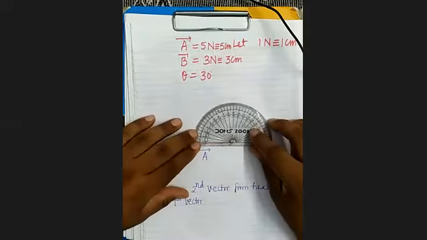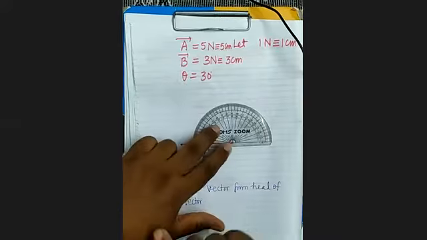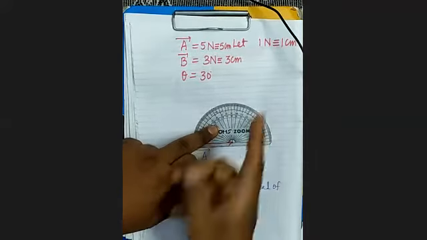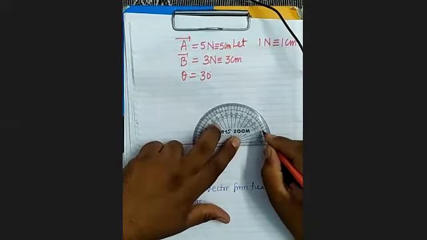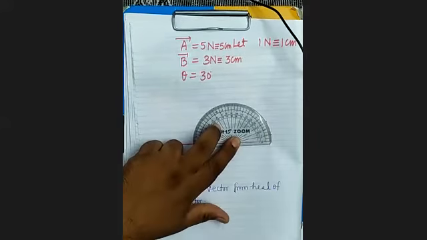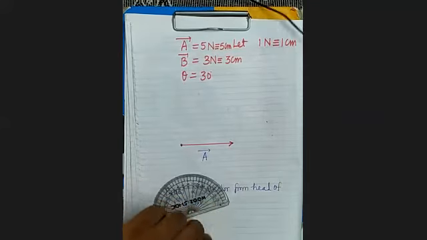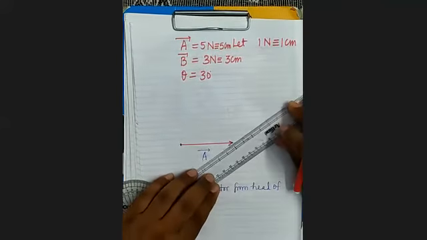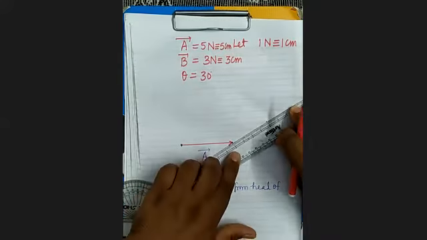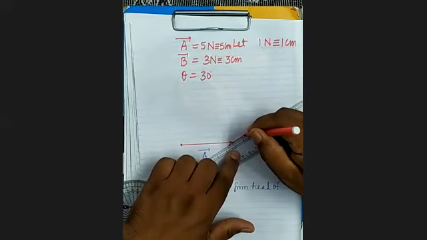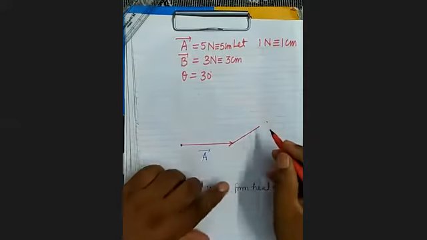You will place the protractor in this way and take the angle of 30 degree from anti-clockwise direction. So 10 degree, 20 degree, and this is 30. This is the 30 degree. It is clear. Now you draw a vector of 3 units in this direction. Draw a line segment of 3 units. Yes, you have drawn the vector B.